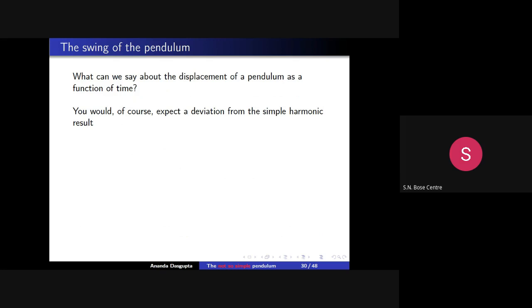But we can actually understand that pretty easily if you look at it. And then you do expect deviations from the simple harmonic result. This is the simple harmonic result, right? Instead of x, I've just used theta.